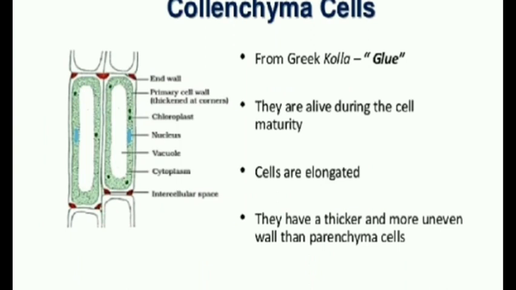Collenchyma is also a supporting tissue. It is made up of collenchyma cells. The word collenchyma is taken from a Greek word kolla, which means glue. So we can see that the collenchyma cells are closely packed to each other, or glued to each other, to provide support to the plant. The cells are alive during cell maturity. Cells are elongated, as you can see in the diagram given here. They have thicker and more uneven walls than the parenchyma cells.